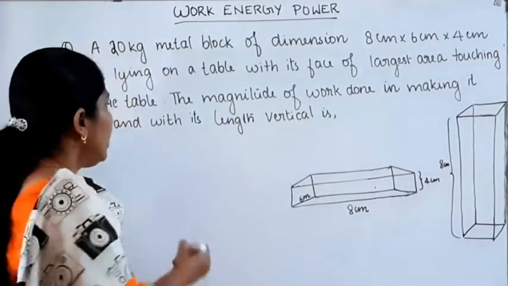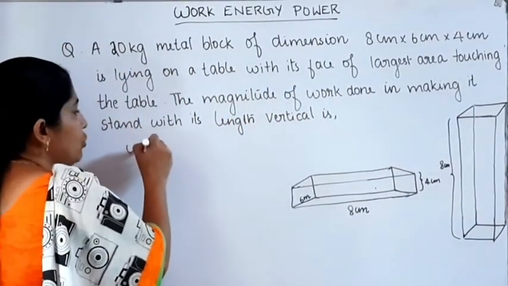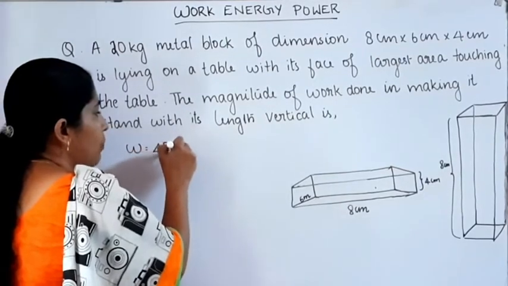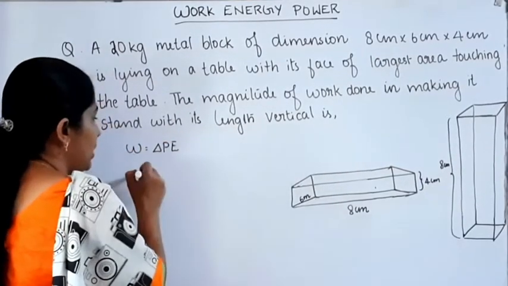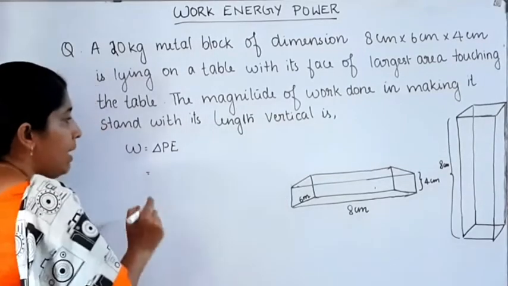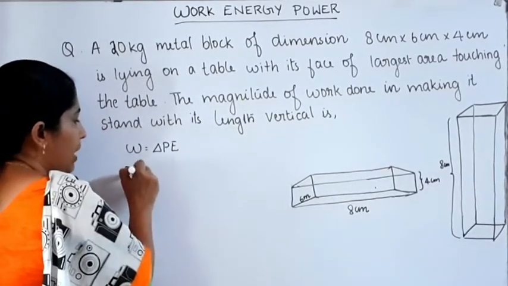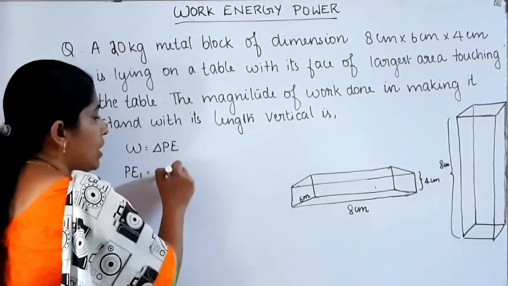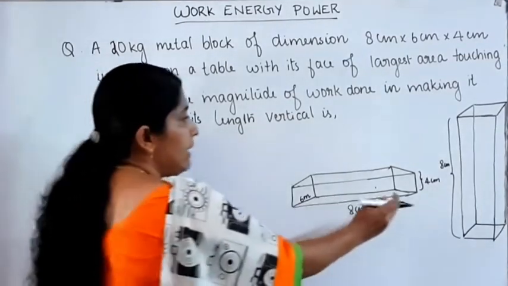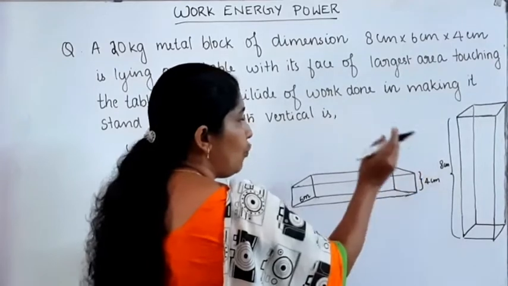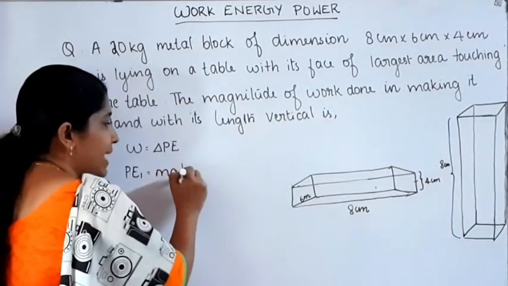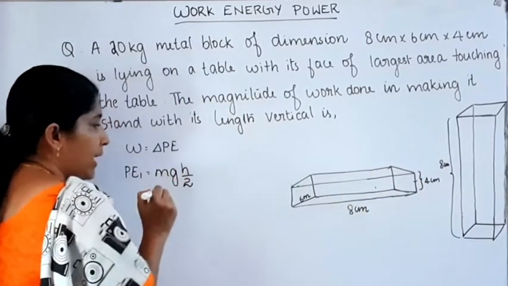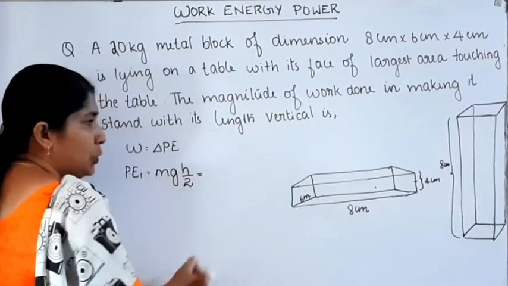Okay, work done W is equal to change in potential energy. Potential energy at this position, when it is lying on the table, is PE1, potential energy 1. That's equal to mg into, height is always measured towards the center of mass, so h is equal to h divided by 2. Okay, now we can substitute the values.